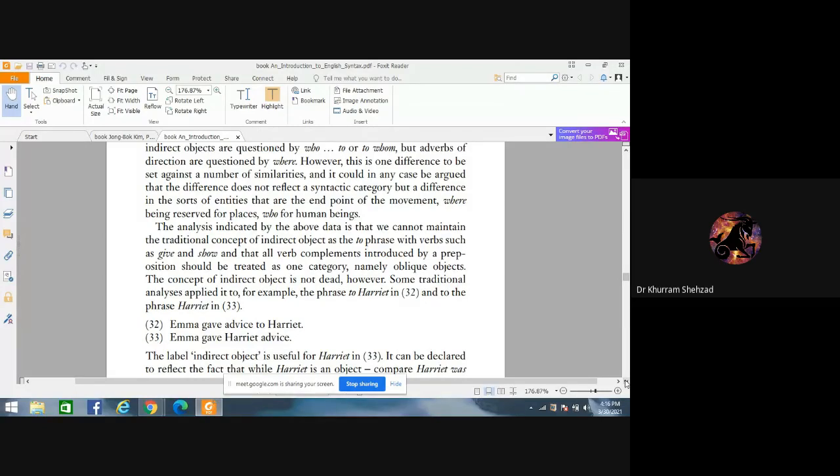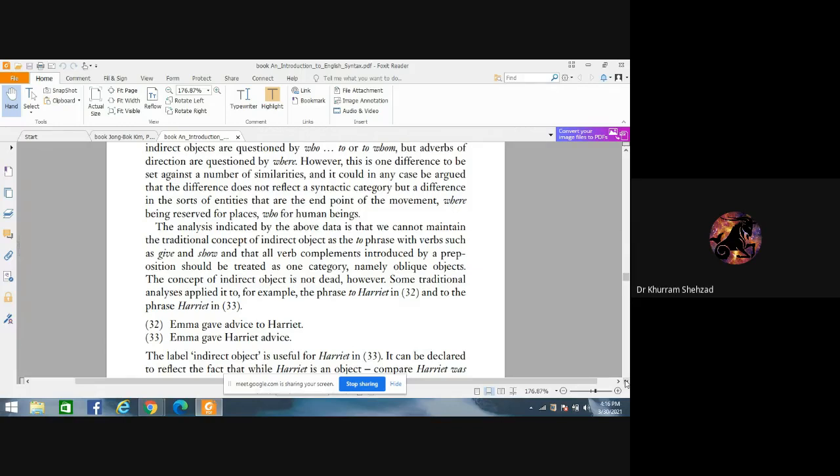So he says that we cannot treat all the categories starting with "to" as oblique objects. Why? An oblique object is one that can be converted into the passive voice. But when an adverbial phrase comes after "to", we should not call it an oblique object. Are you getting this concept? Yes, sir. So after applying all the tests, he concludes that when an adverb of place or adverb of time comes, we should not call it an oblique object.